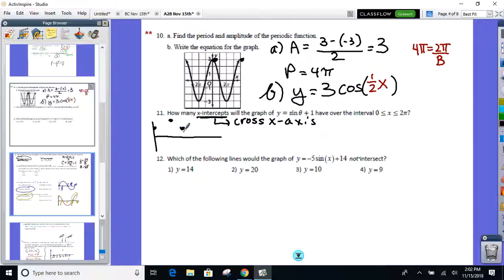0. Usually it'd be -1, but I'm bumping it up 1. So 0, right? And then where's this finishing? So you want to answer the question now? How many x-intercepts does it have? Right there. Yep.